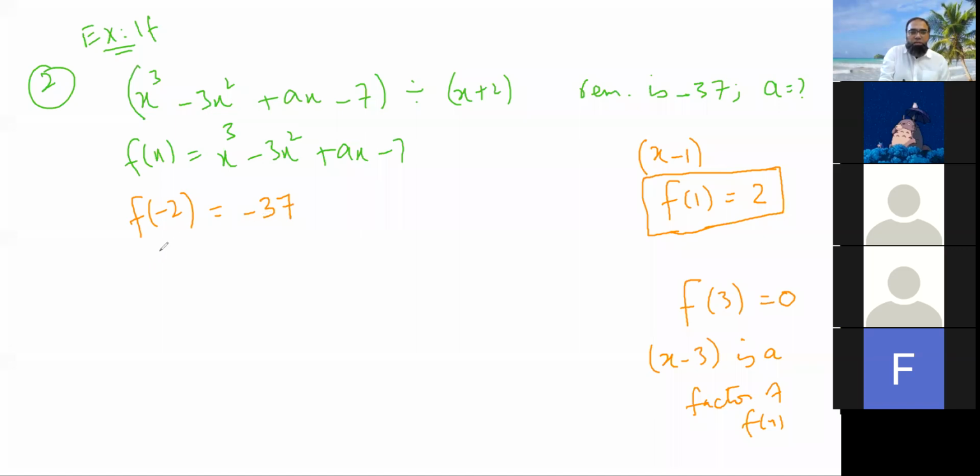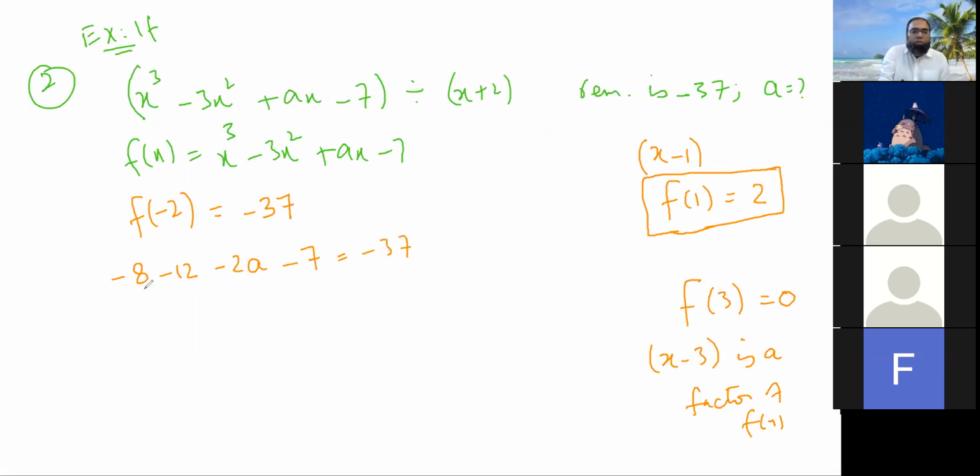So you change this x with the minus 2. So you have here minus 8. I'm not going to show all that working. This is going to be minus 12. This is minus 2a. You have to keep a check on this if I am making any mistake here. That is going to be minus 37.